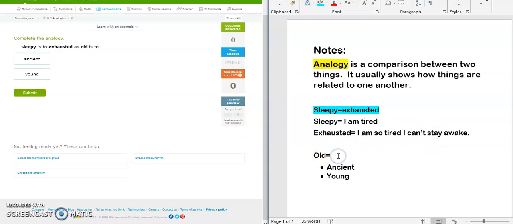So now I have old. Old equals something many years old. Now, just like sleepy is a little and exhausted is a lot, I need to do the same thing with my answers here. So I have old, all right, so that's a little, right? I'm a little bit old. Now, which one of these is a lot? So this is a little, which one's a lot? Ancient equals very, very, very old.